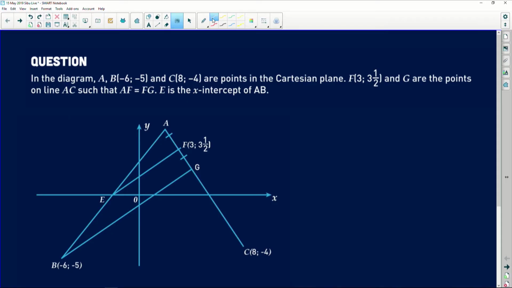If you look at this, there is a particular diagram that is sketched for us. In the diagram, there's a point A with no coordinates on it, point B with the coordinates -6, -5, and there's another point C, which is (8, -4). They are points in the Cartesian plane. F (3, 3.5) and G are points on the line AC, such that AF equals FG. So we are told that AF equals FG.